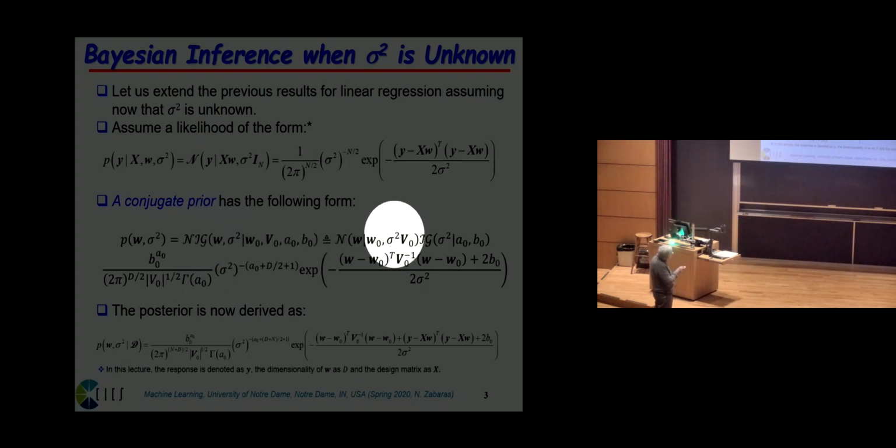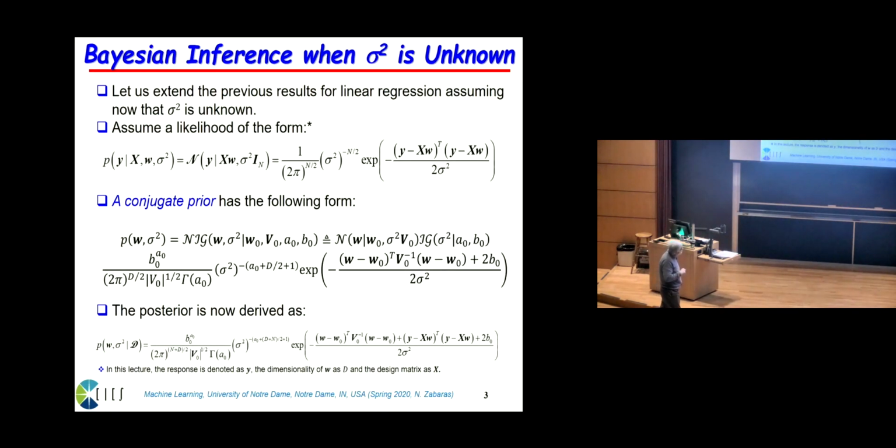Okay, so somebody asks you what's a normal inverse gamma distribution? The conditional is a Gaussian given sigma squared, and then the distribution on sigma squared is an inverse gamma distribution. Notice the distribution is on sigma squared, not on sigma. So we work directly with the variance here.